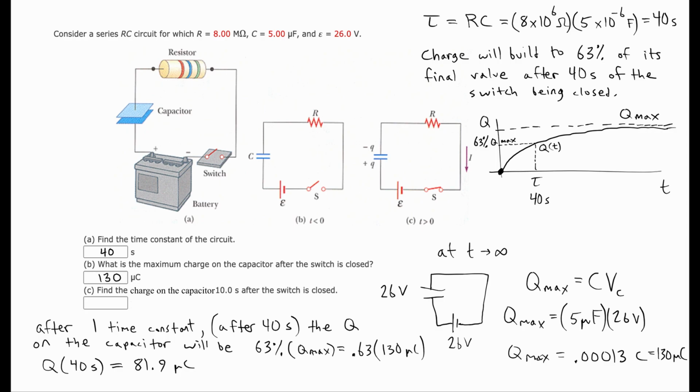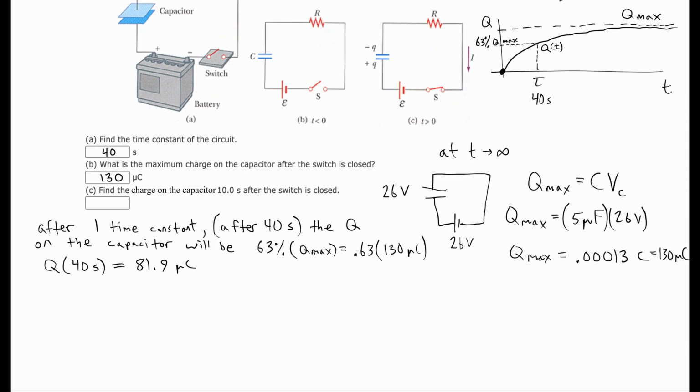Now we'll answer the question that they actually asked, which was find the instantaneous charge 10 seconds after the switch is closed. We actually have a useful formula for instantaneous charge where we can plug in any time and get the charge on that capacitor. It goes like this. The charge as a function of time will be Q max times 1 minus e to the negative k times t.